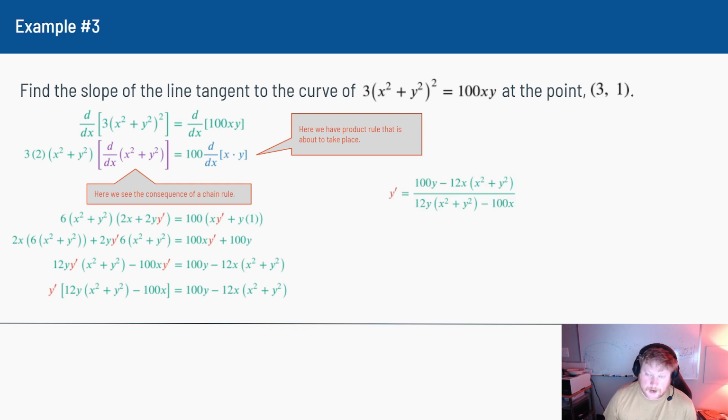So there's y prime. This is a function that represents the slope of the line tangent to the curve at any point x, y. Well, I was asked to find the slope of the line tangent to the curve at a specific point. So now we just need to plug 3, 1 in for x and y and compute. So 13 over 9. So the slope of the line tangent to the curve at 3, 1 is 13 over 9.